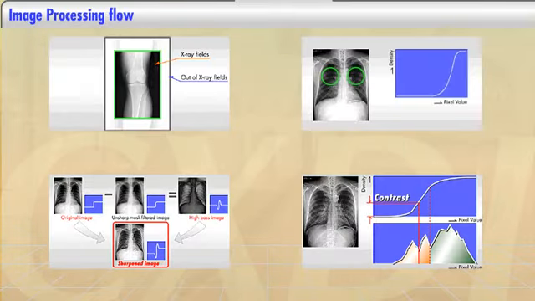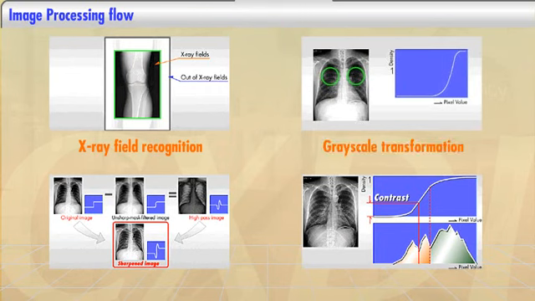After the image has been captured, further processing can be performed to match the settings for the particular body part targeted. X-ray field recognition, grayscale transformation, sharpening, and display enhancement provide you with the optimum image for diagnostic work.